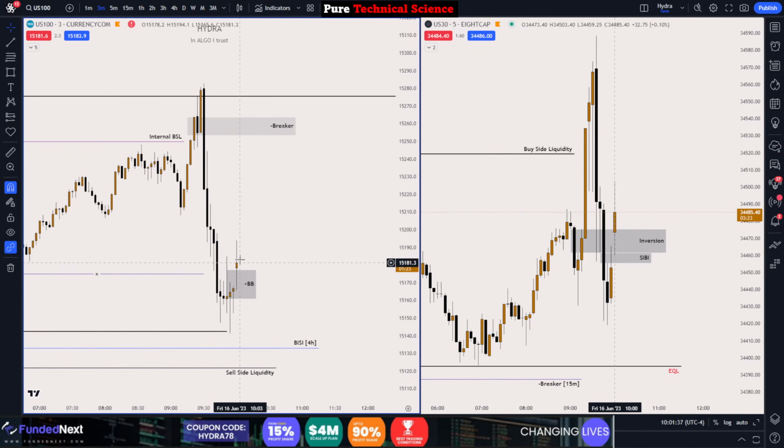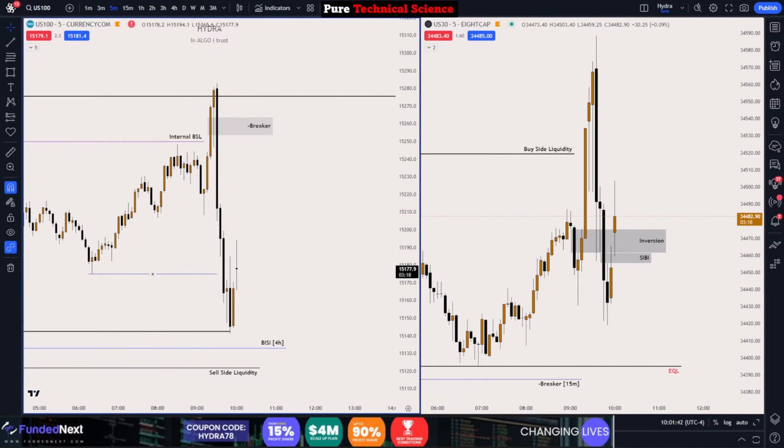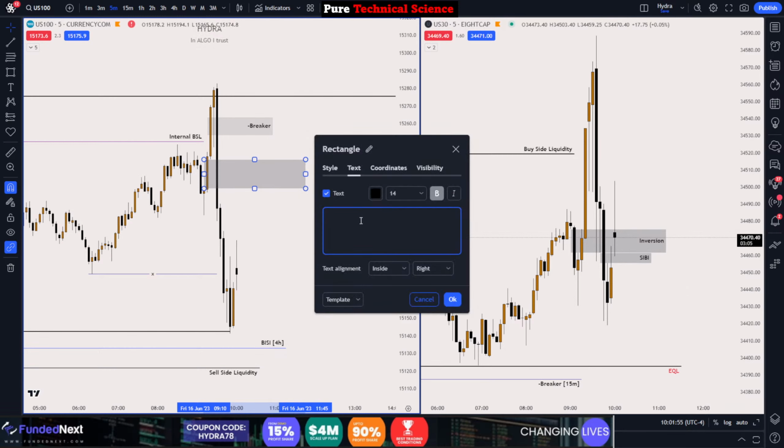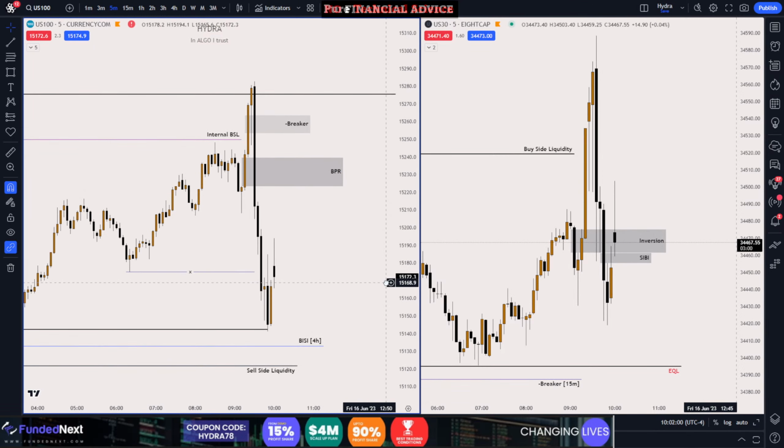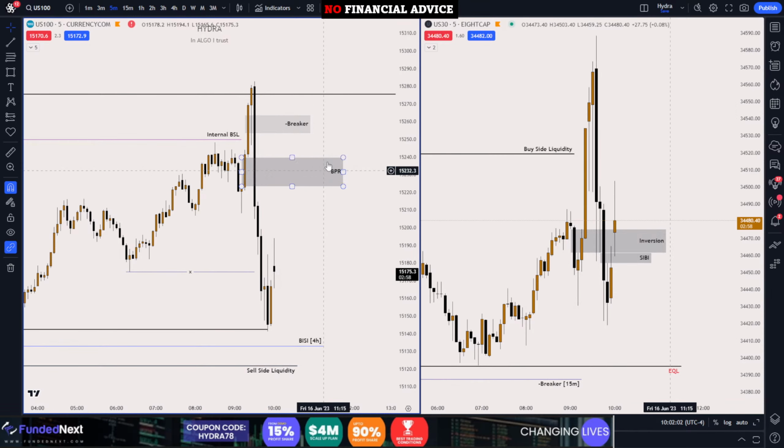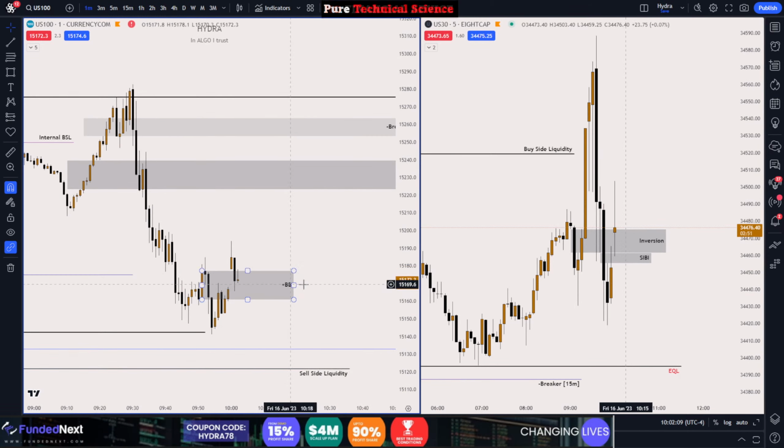So if I'm taking this setup, where can I take partial? This is a level that I'll mark as taking a partial. This is a BPR. Yeah, we can take a partial inside this BPR, and we can target 2-3R right from this breaker block.